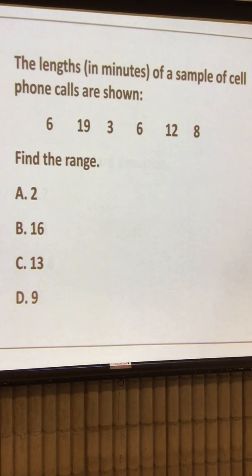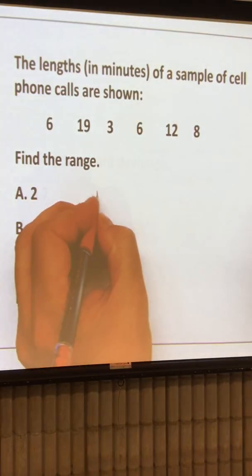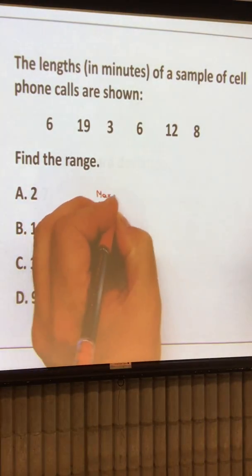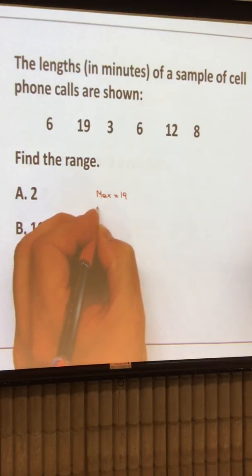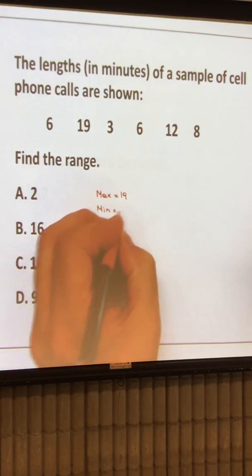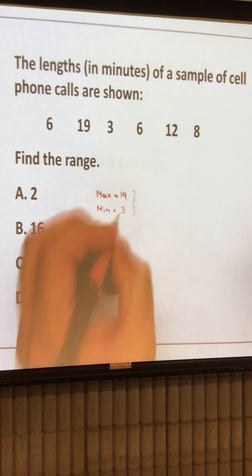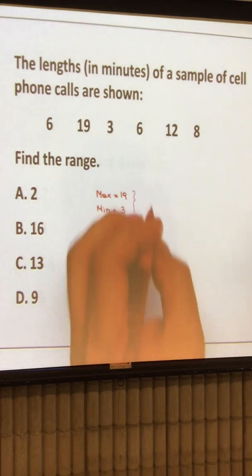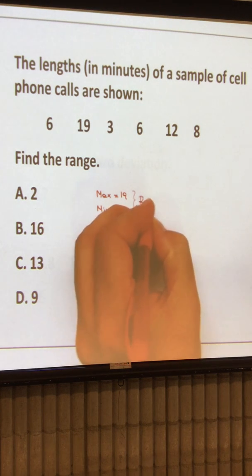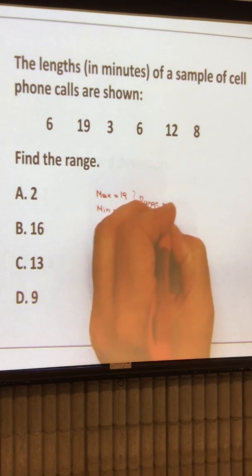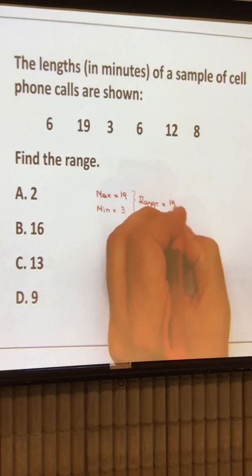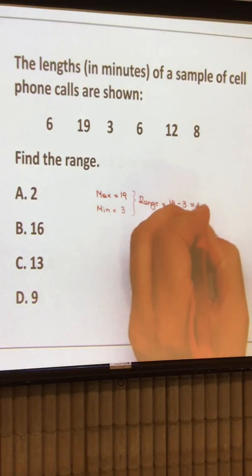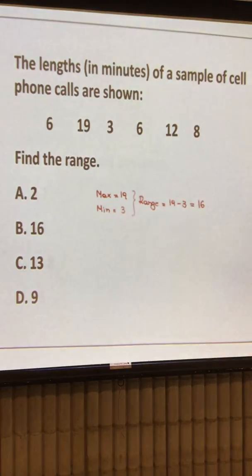The fourth one, we have to calculate the range. The maximum is 19. The minimum is 3. As a result, the range will be equal to 16. 19 minus 3, which is equal to 16. So the correct answer is B.